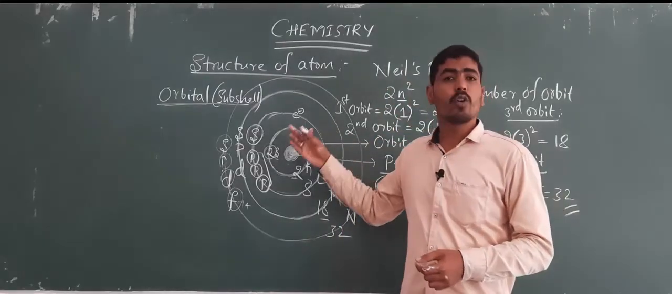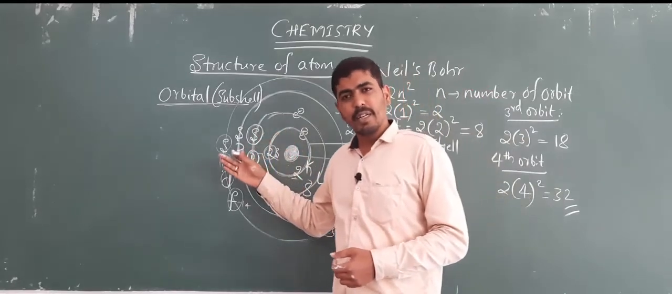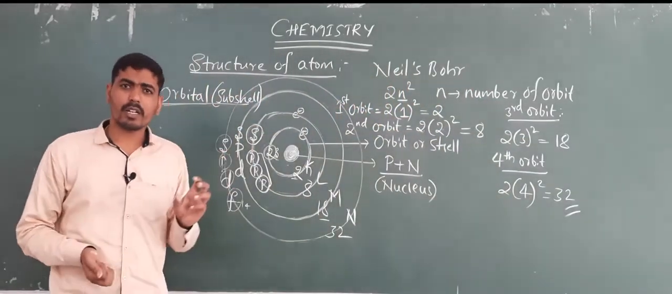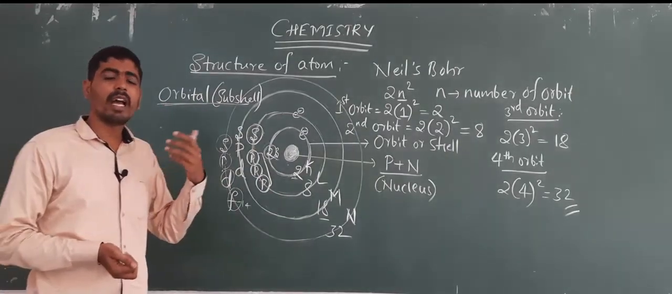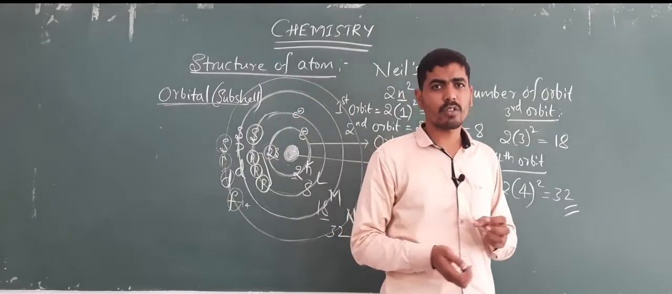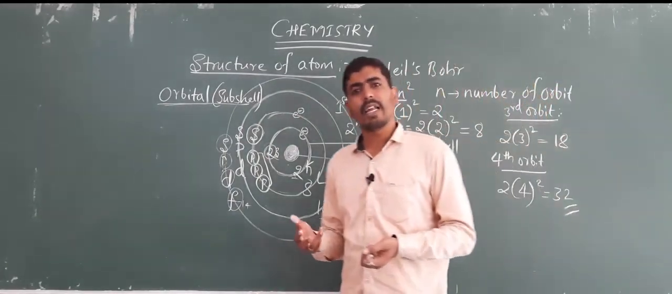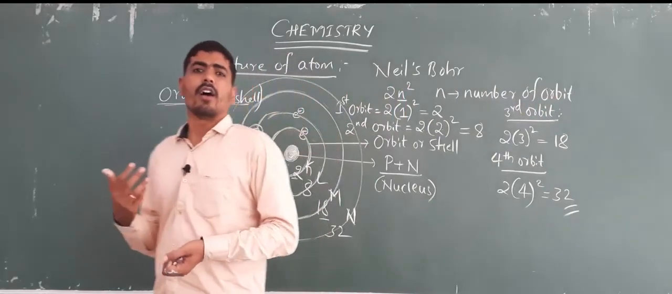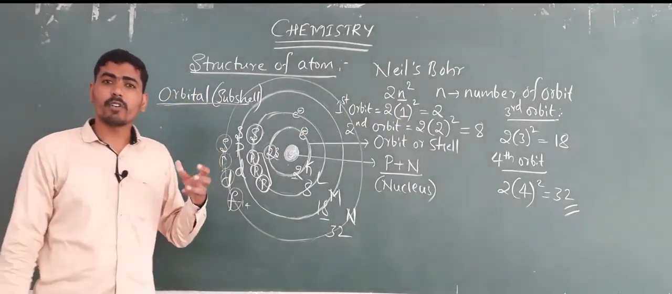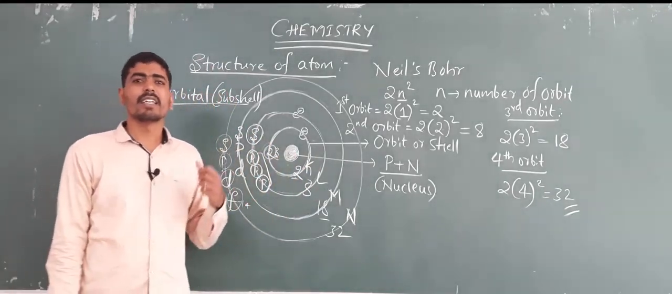Next we will go to the elements, and that element is again made up of atoms. Then in a particular atom, how the atom consists of electrons, protons and neutrons. What number of protons are there, what number of electrons are there, and how many neutrons are there in that particular element. All those things we will discuss in the next video.